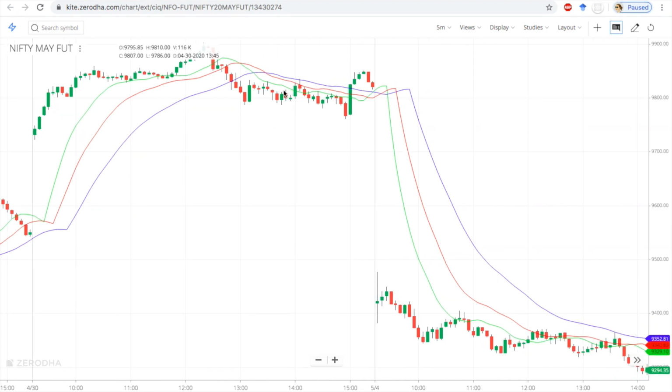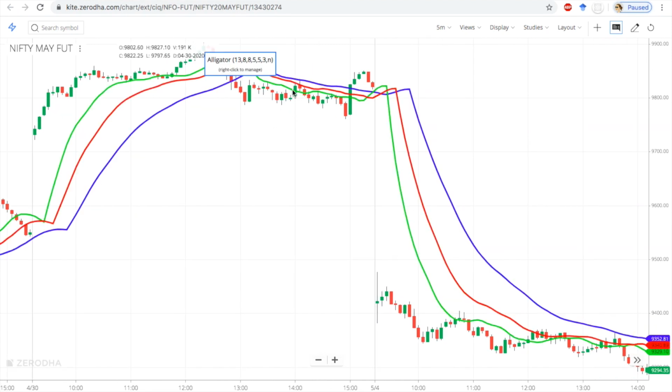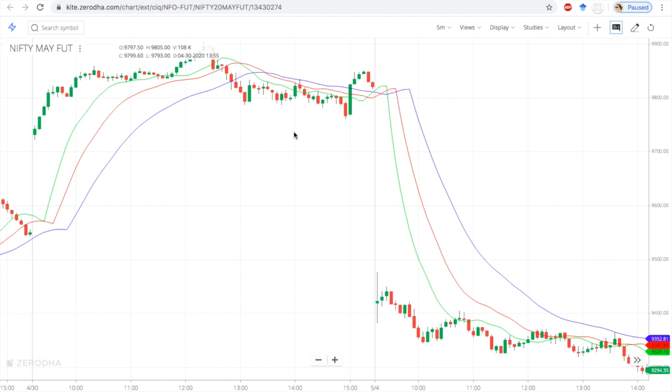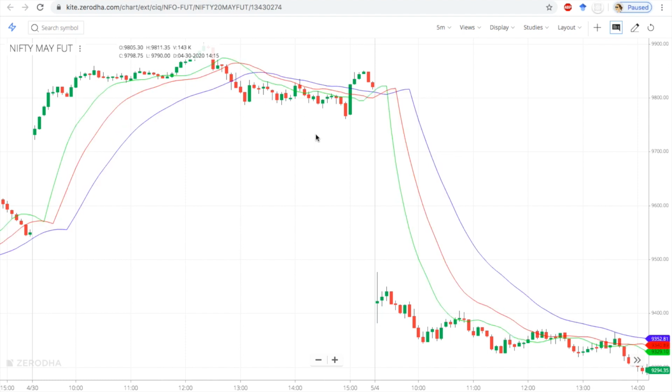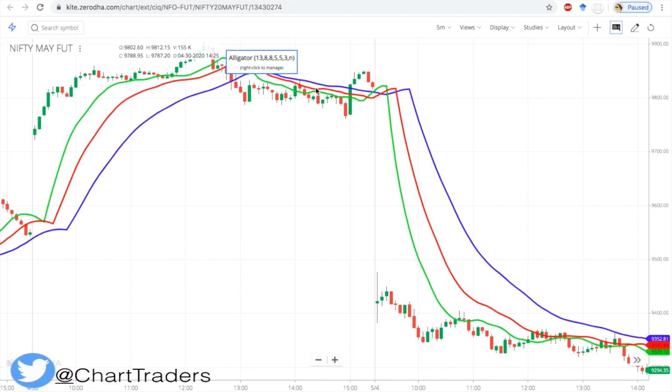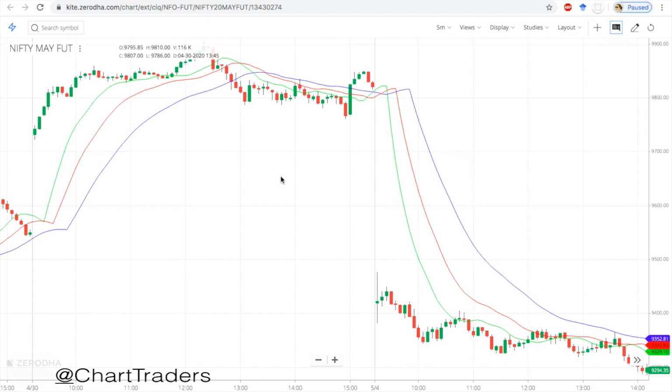Similarly, when the jaw, teeth and lips lines are close to each other, then the market is considered to be in a range and you can say that the alligator is sleeping, since the mouth of the alligator is kind of closed. So you can easily find out and avoid a range market using the alligator indicator. Now we will discuss how to use the alligator indicator for trading.